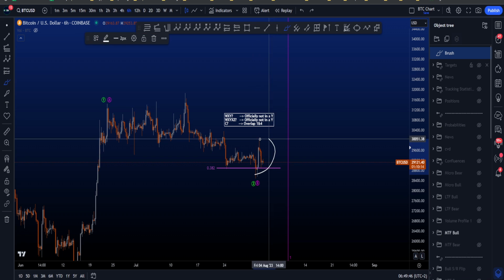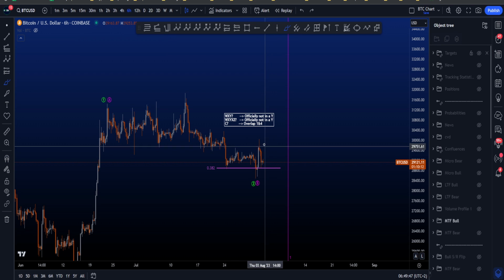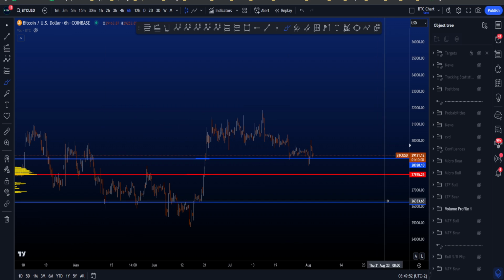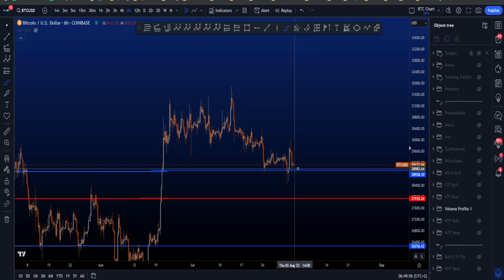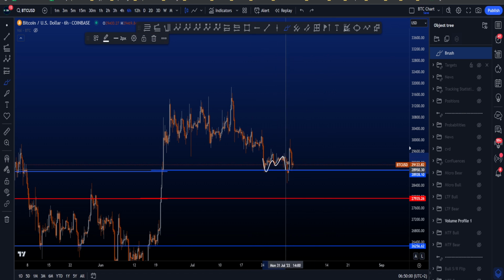However, we always observe what happens more locally, and a good start would be taking this high. Also, if we look at the volume profile of this range over here, you can see we've been ranging for a while now on top of the value area high of the volume profile, acting as support.